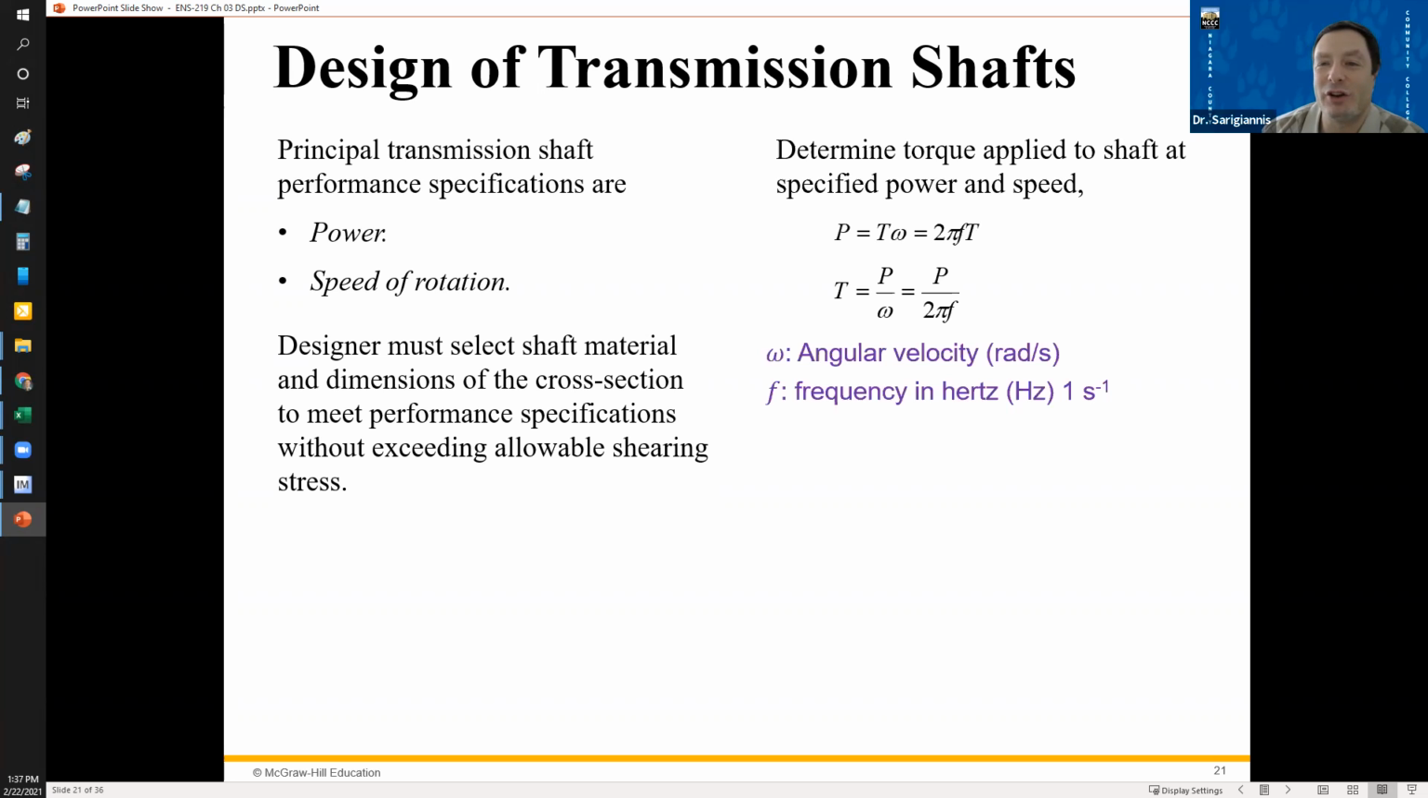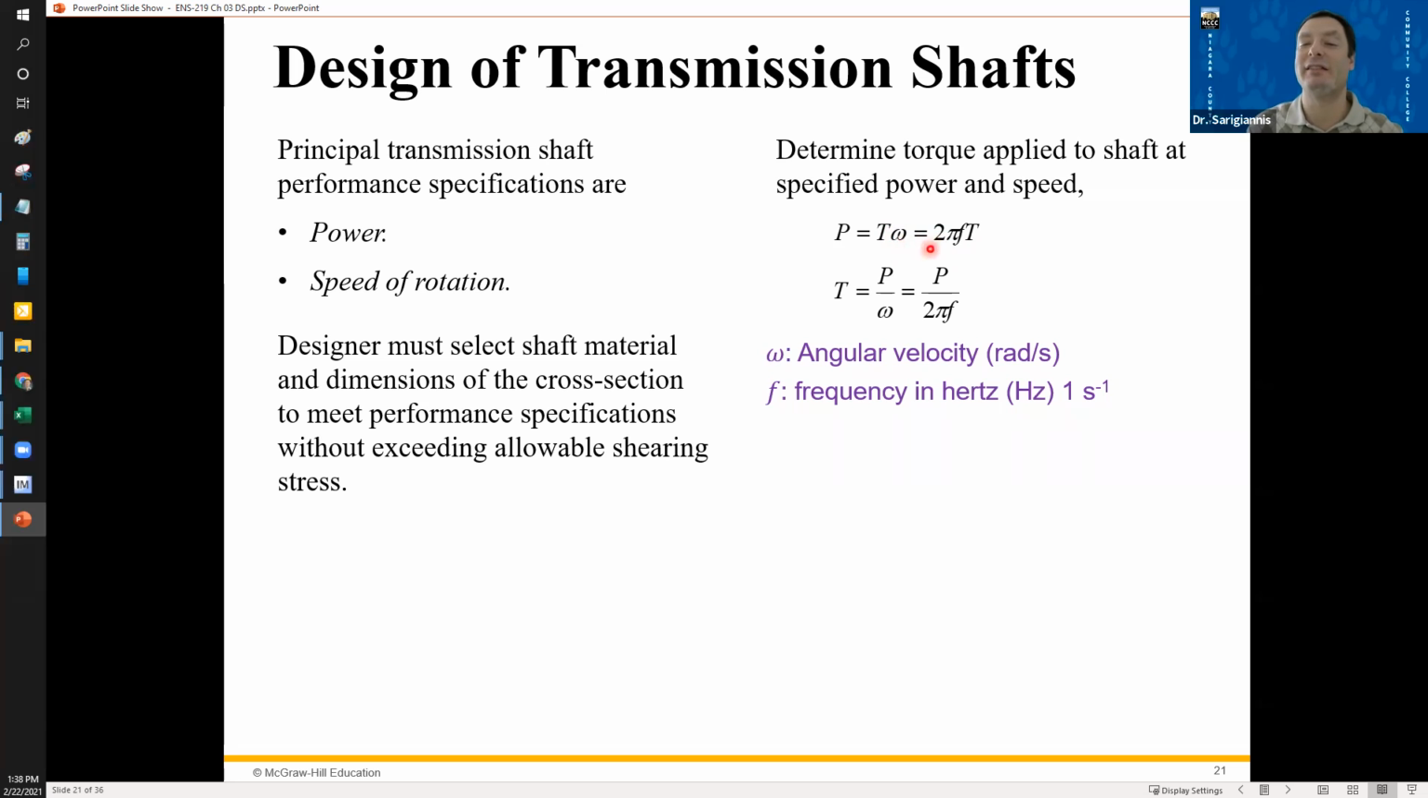This is the equation for torque applied to a shaft. Power is torque times your angular velocity, and this is in radians per second. I wrote this all out because you're going to see this come up a bunch of different ways. A radian per second can be converted into a frequency, hertz, by multiplying by 2 pi.